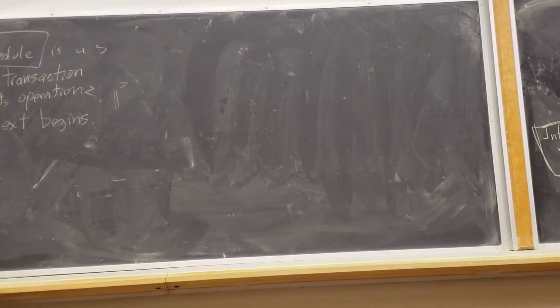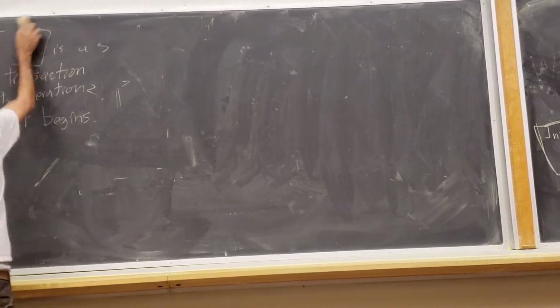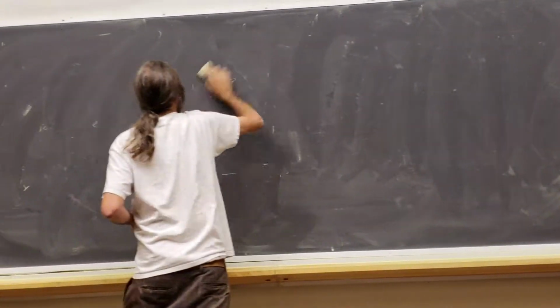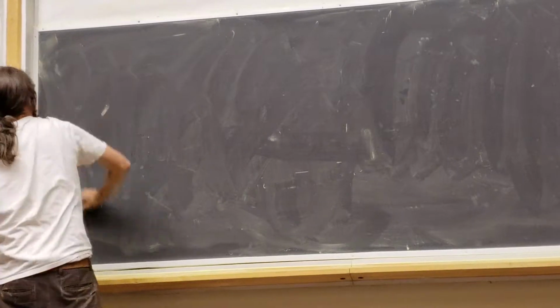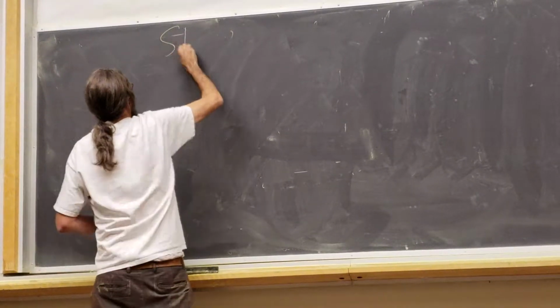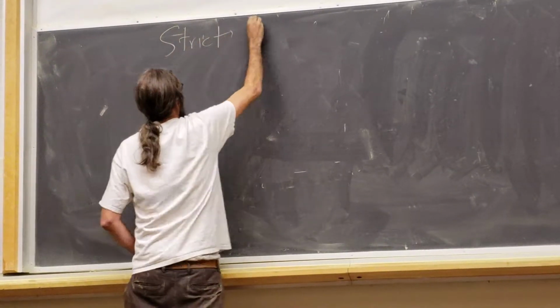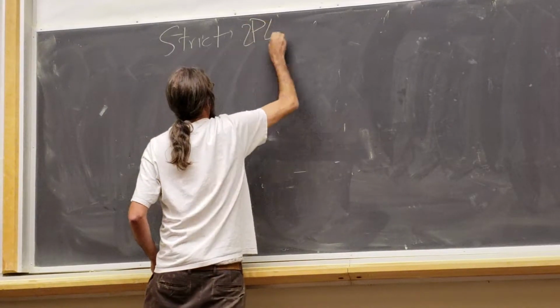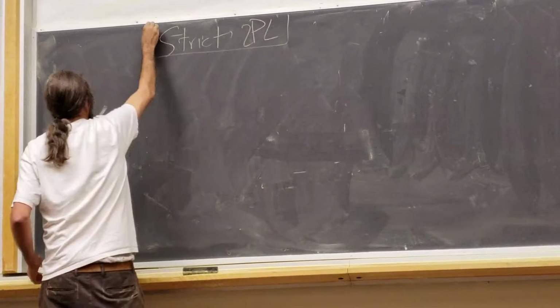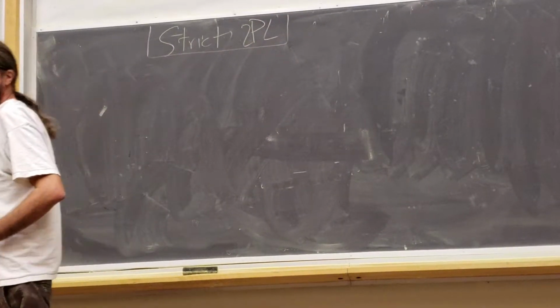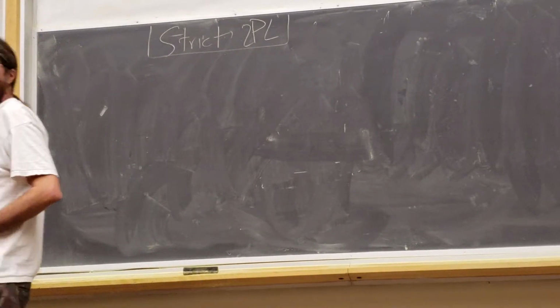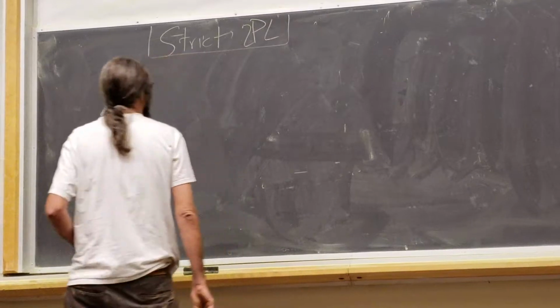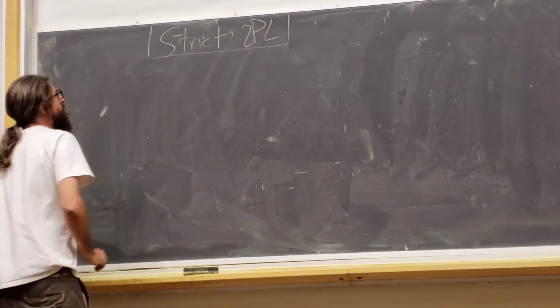So let's talk for a minute about what implementations of these things might actually look like. Strict 2PL, two-phase lock. Not to be confused with two-phase commit, the two-phase protocol. No relation. Computer scientists just aren't very creative when they come up with names.